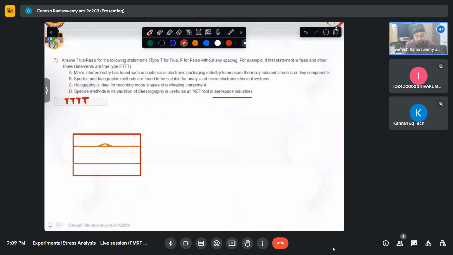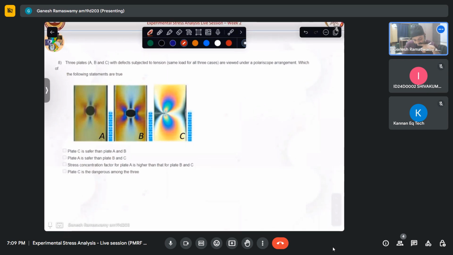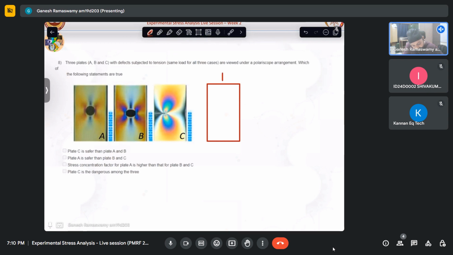So we have these options, true, fine. Okay, so we have three plates with defects subject to tension, with the same load for all the three cases, which can be viewed under the polariscope arrangement. That is, this is a photoelastic fringe pattern for these three plates. Essentially, we have some plates like this. So this was our first, let us say this was our plate. So first we applied some stress, tension. Let us say this is sigma.